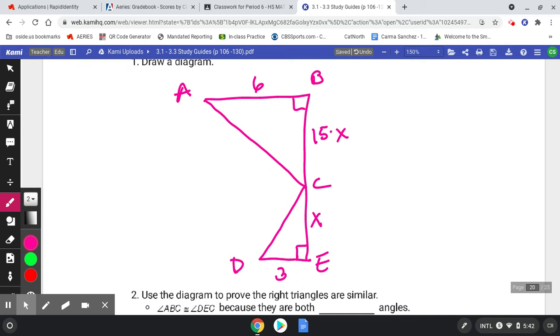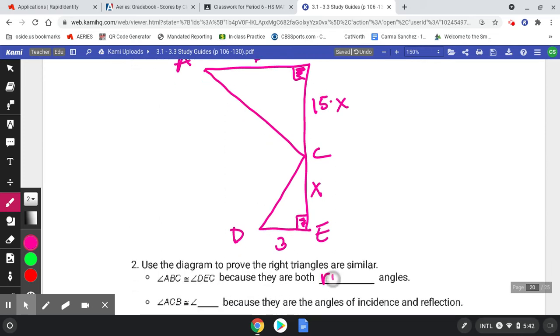Using the diagram to prove the right triangles are similar, we could say that angle ABC is congruent to DEC. So ABC is congruent to DEC because they are both right angles. Angle ACB is congruent to angle DCE. So let me get a different color here.